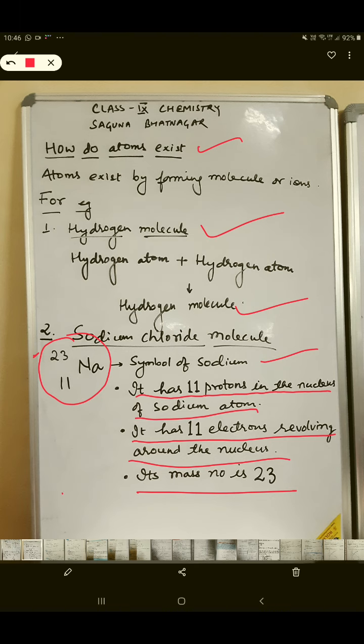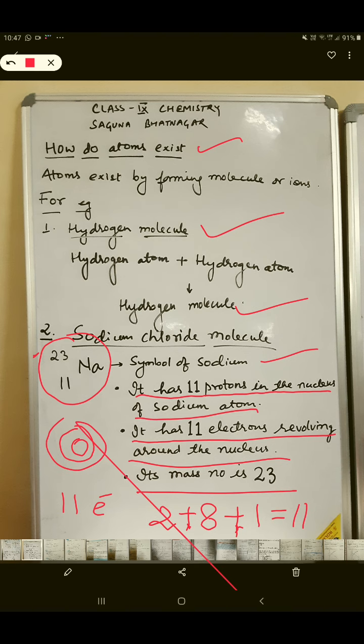So these 11 electrons, students, are revolving around the nucleus. As per the rule, we know that the first shell cannot have more than 2 electrons, the second shell will have 8 electrons, and the third shell will have 1 electron. You can see 2 plus 8 plus 1 becomes 11, isn't it? So this is how electrons are distributed, students. This is the nucleus of the atom. This is the first shell, this is the second shell, and this is the third shell.